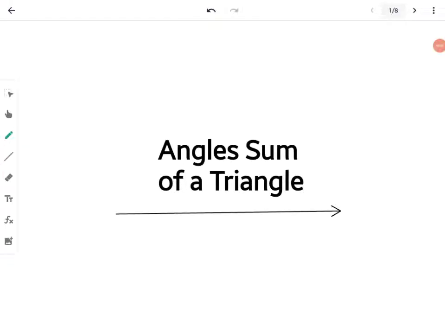In this video, we're going to talk about the angle sum of a triangle. Meaning, if we add all the angles in a triangle, what would be their sum? We can use this principle later on to solve for the unknown angles in a triangle and apply the same concept to more complex problems.